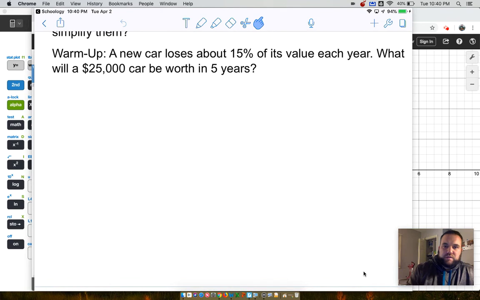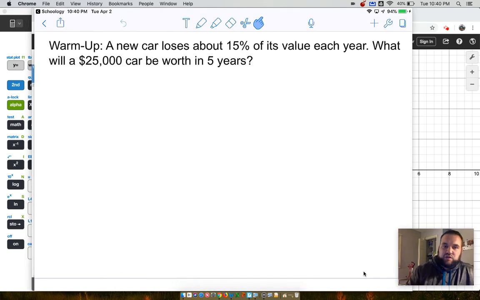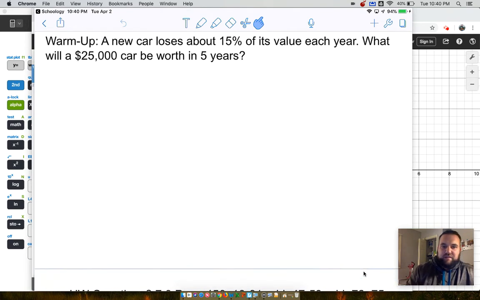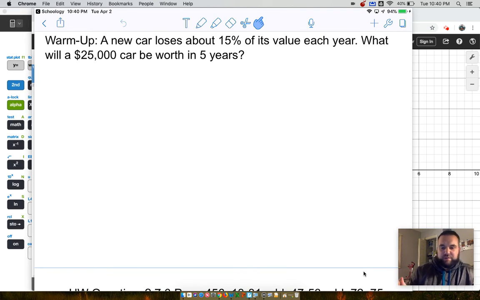A new car loses 15% of its value each year. What will a $25,000 car be worth in 5 years? So we know that this car is going down in value, so we have a decay problem. $25,000 is going to be our start value, right? That's how much we're paying for the car straight away. I want to know what is the value in 5 years.